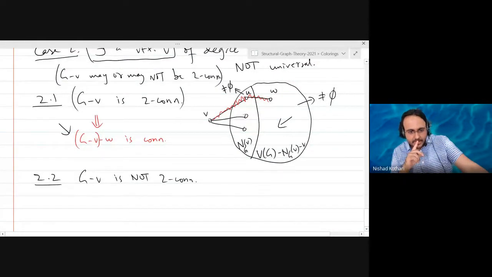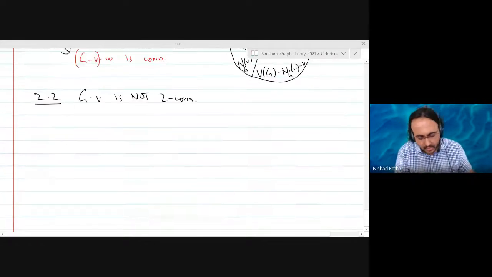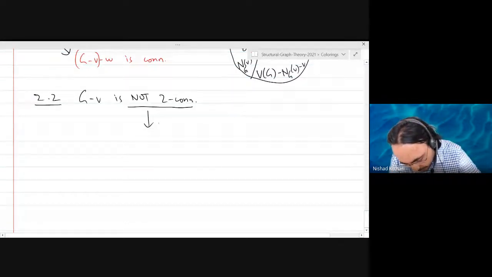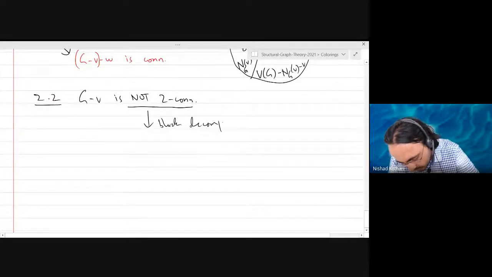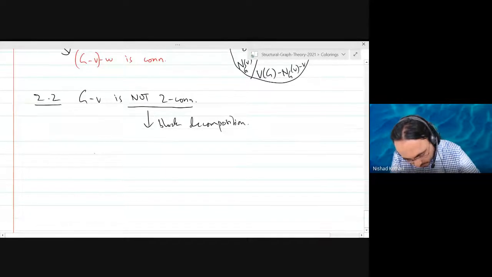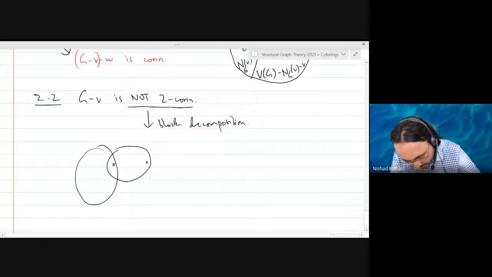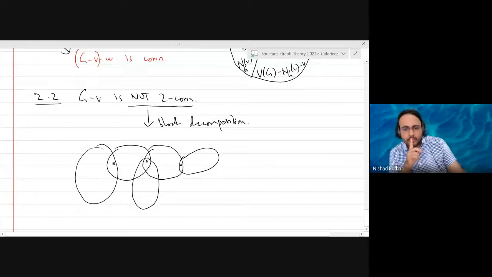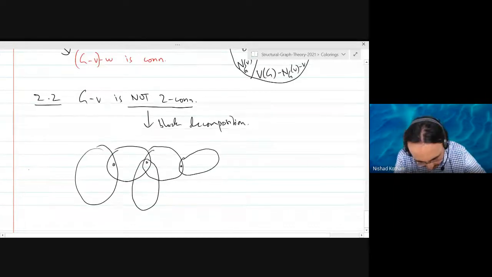Okay. So now let's consider the case where the graph G minus V is not two connected. We still need to find a Brooks cherry in this case. If it is not two connected, it means that it has a block decomposition, with some properties. So let's consider a block decomposition. You'll have some cut vertices, you'll have some blocks. This is the graph G minus V.